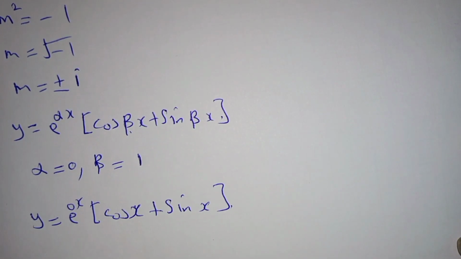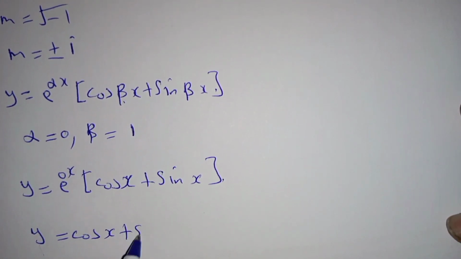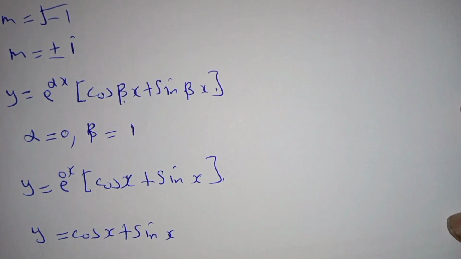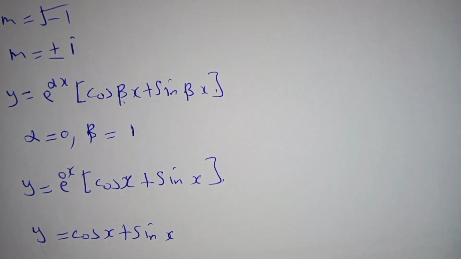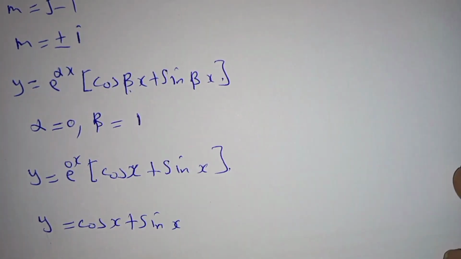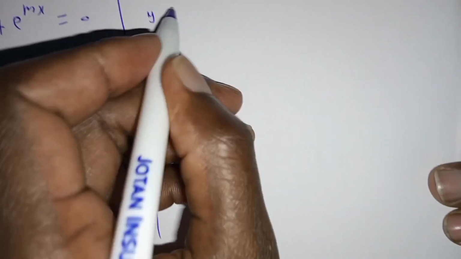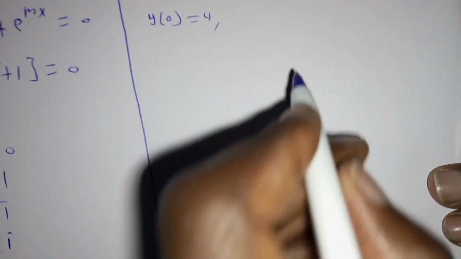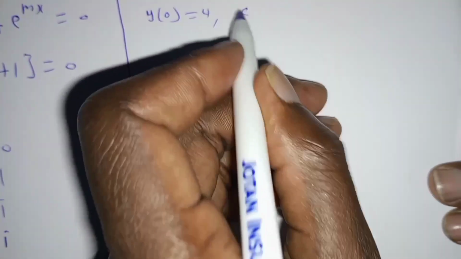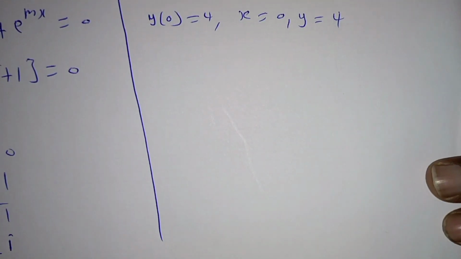Now, any number exponential power 0 is equal to 1, so y is equal to cos of x plus sine of x. That is our general solution. Then from there now, we are going to apply the initial condition. Given is that y(0) is equal to 4. Here it means that the value of x is equal to 0 when y is equal to 4. That is the meaning of the first initial condition.